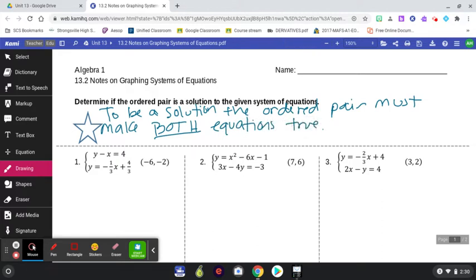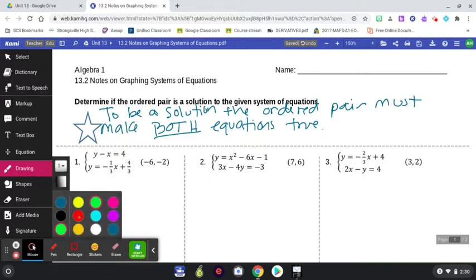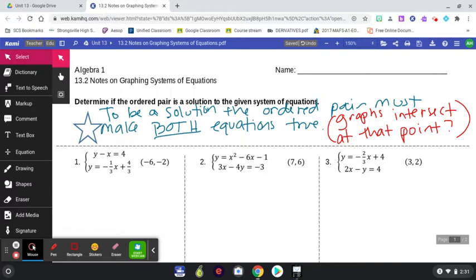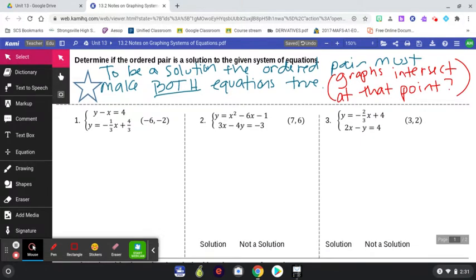If the ordered pair makes only one of the equations true, the ordered pair would not be a solution to the system. Remember, what I'm really trying to identify is if the two graphs intersect at that point. In other words, do the two functions have this point in common? So in order to make that determination, I'm going to do problem 1.